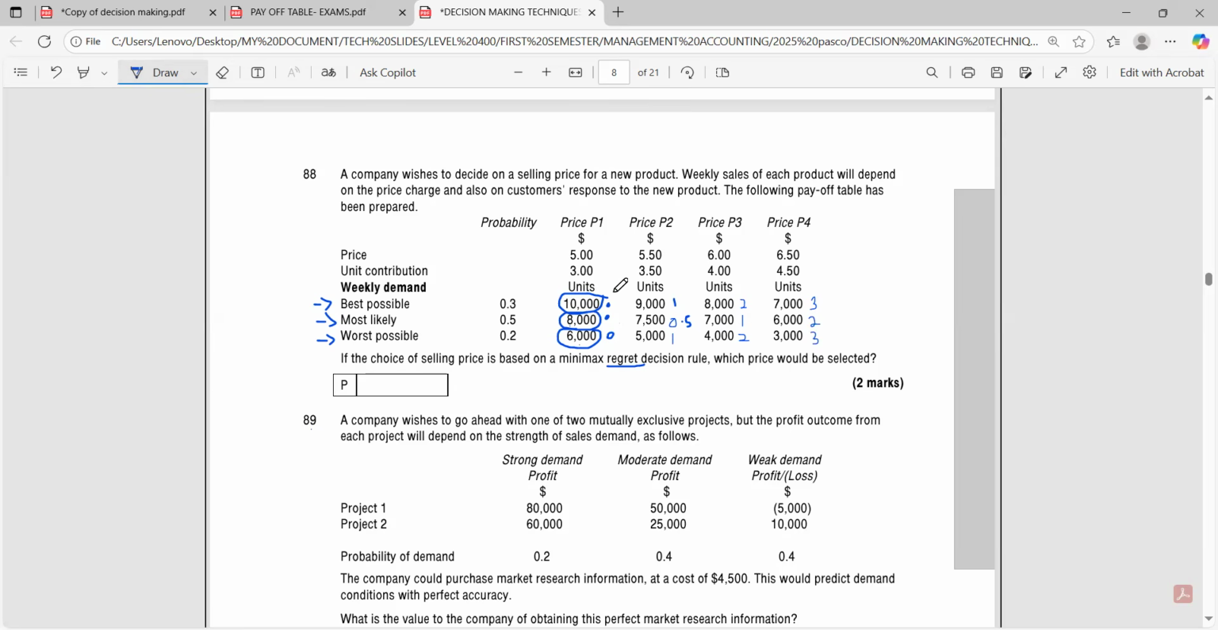After which, we'll be looking out for the maximum values. So the maximum under price 1 is 0. The maximum under price 2 is 1. The maximum under price 3 is 2. And the maximum under price 4 is 3. We are supposed to select the minimum. 0, 1, 2, 3. Which one is the minimum? 0. So which price will we go for? Price 1.